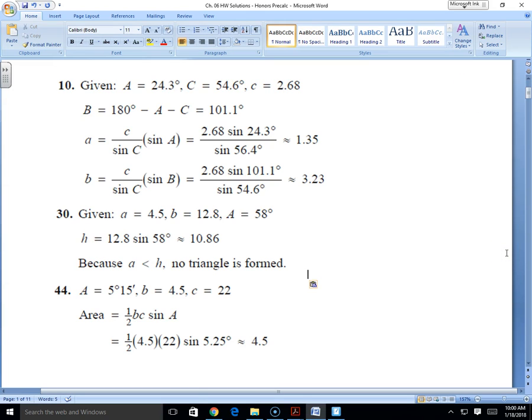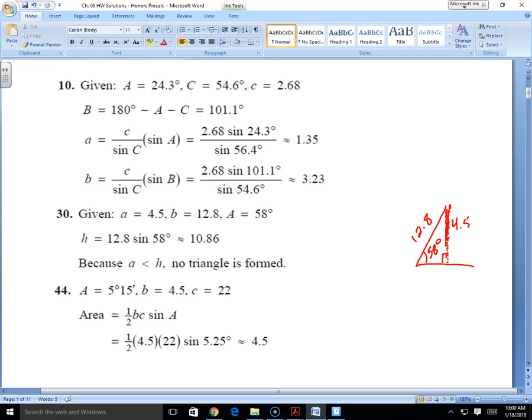Angle is 58 degrees. Angle B is 12.8. Side A is 4.5. How did they know it's not going to be able to hit? Compare it to what? What's the shortest I could possibly have?